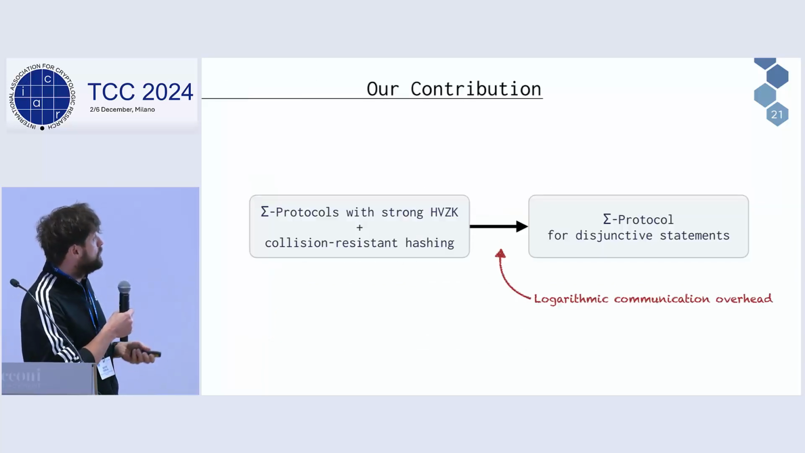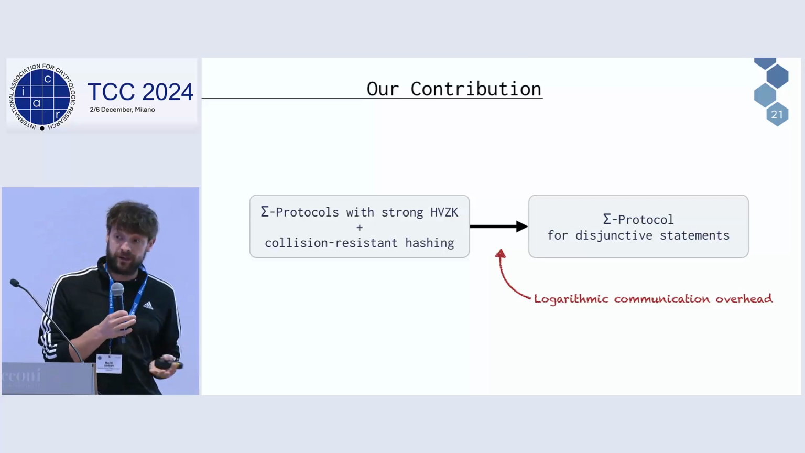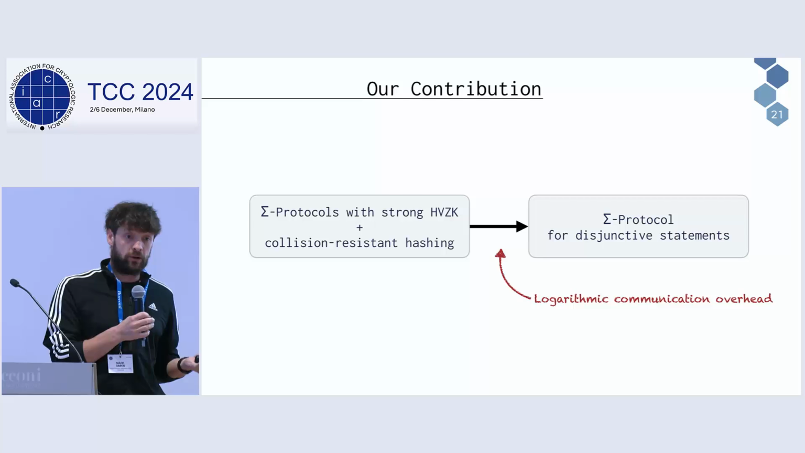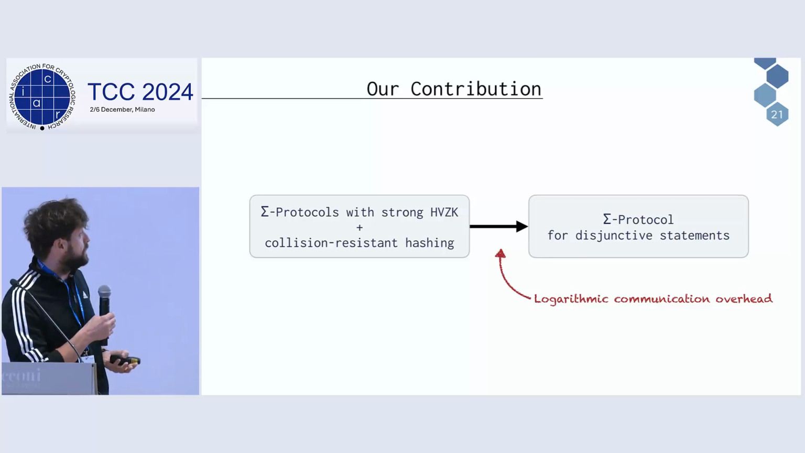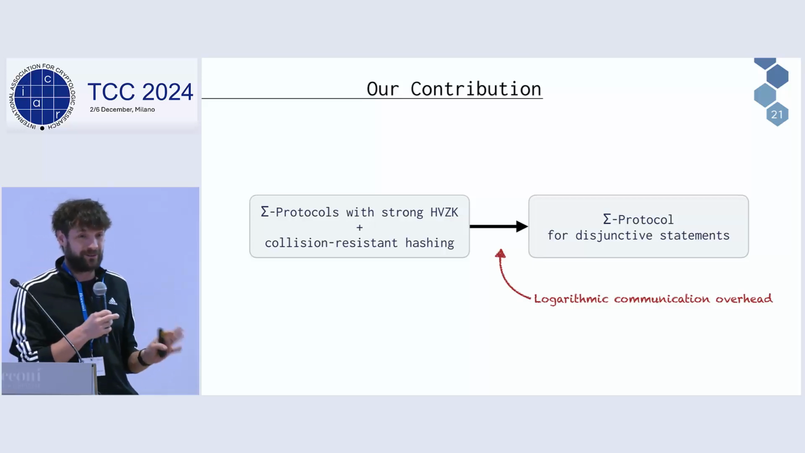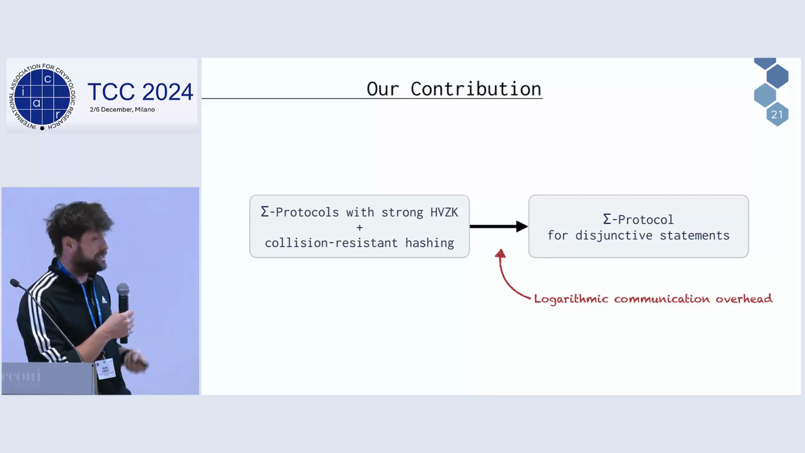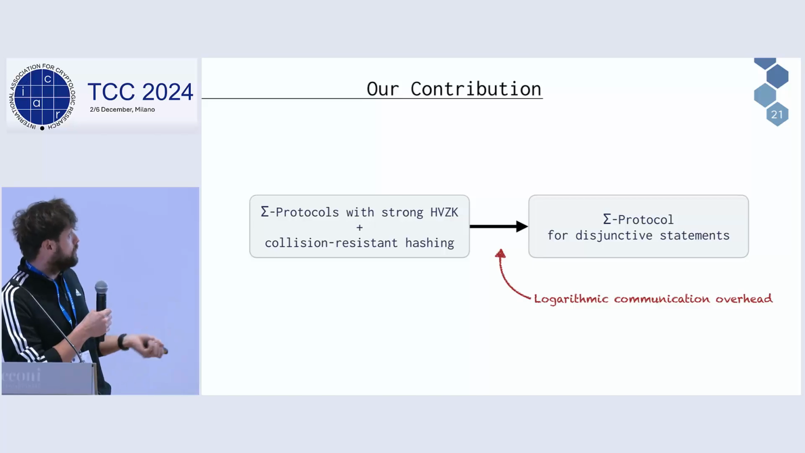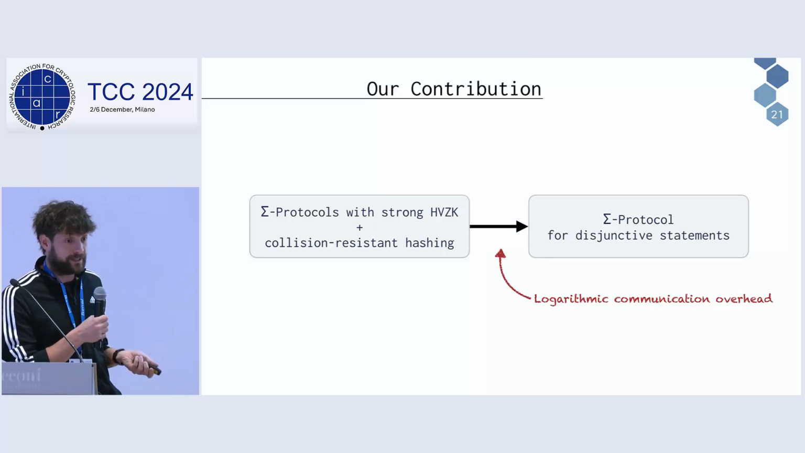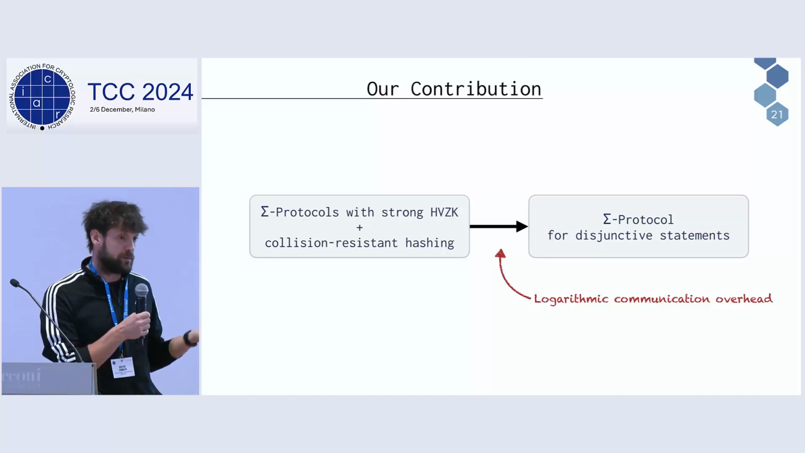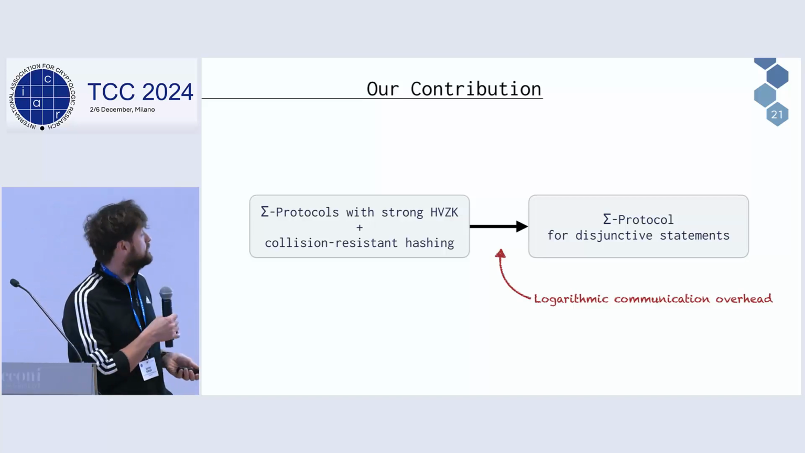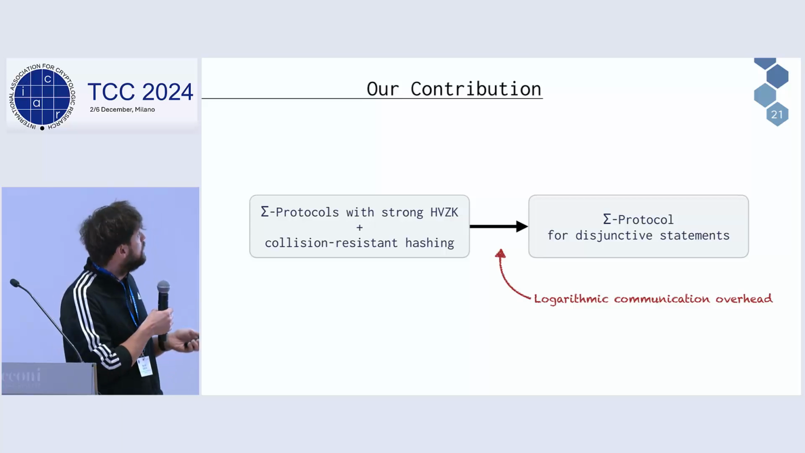Now, what we did in this work is we ask, can we find a simple transformation of sigma protocols to sigma protocols for disjunctive statements that has sublinear communication complexity? And we give a partial answer to that, in the sense that if we have a sigma protocol that satisfies strong honest verifier zero knowledge and you have collision-resistant hashing, then you get a sigma protocol for disjunctive statements with logarithmic communication overhead. So this is the main result of the paper.